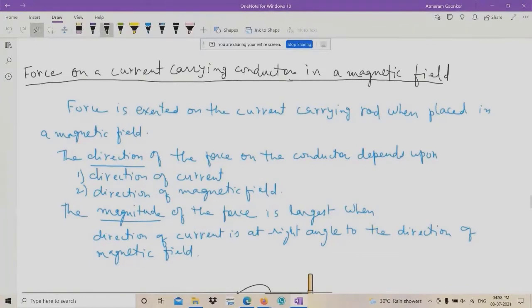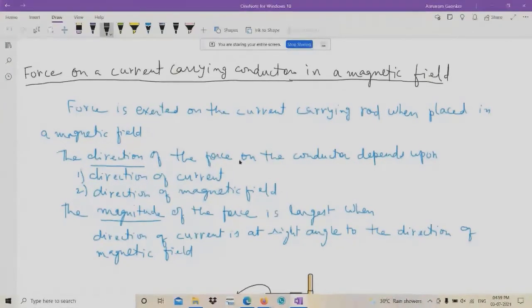Now let us discuss this. Force on a current carrying conductor in a magnetic field. Force is exerted on a current carrying rod when placed in a magnetic field. A magnetic field is there, and a rod which is carrying the current is brought into the magnetic field area. Then what happens? It exerts a force, in both directions. When the current is changed, the force exerted gets changed. When the magnetic field direction is changed, the force exerted is also changed. So you have to note down these points.